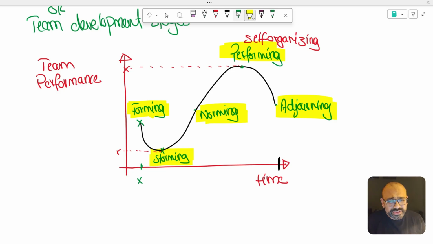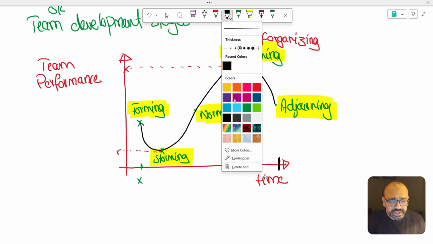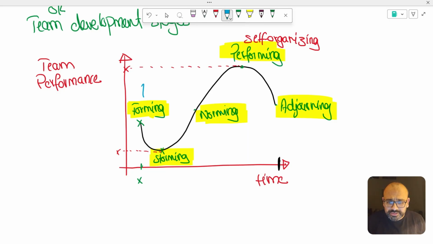So what actually do you do as a project manager? If your team members are at the forming stage, you need to guide them. You need to direct them. More directional approach needs to be there at this point. Set values. Set goals. When they are at the storming stage, you need to manage conflict.